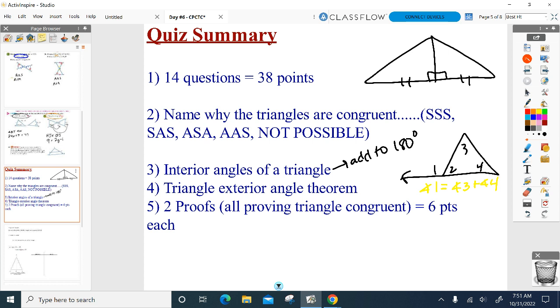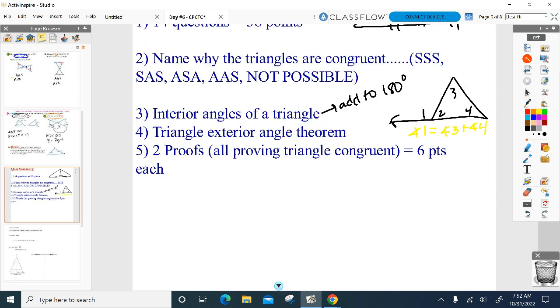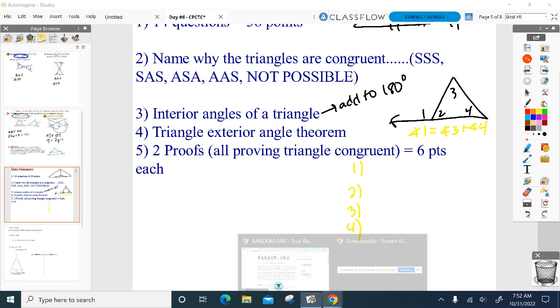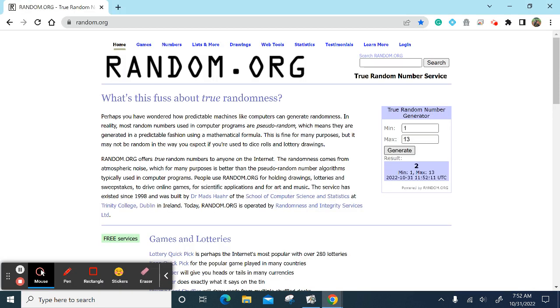And then finally, 2 proofs at the end. All of them prove triangles congruent. So real quickly, let's review 4 methods that you possibly could use of proving triangles congruent. 4 methods that we have now.